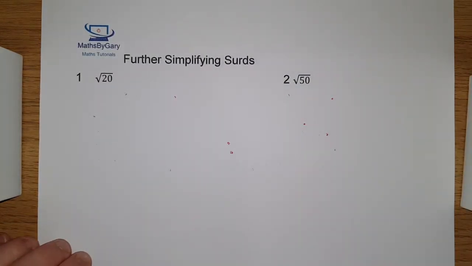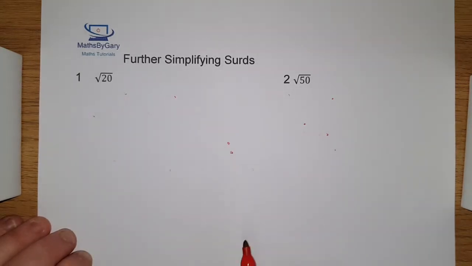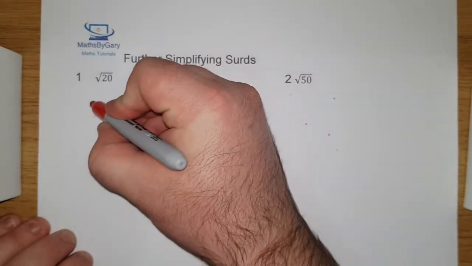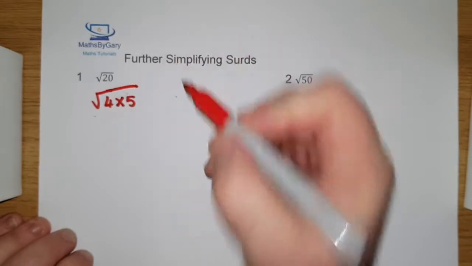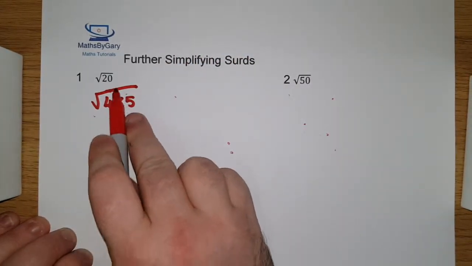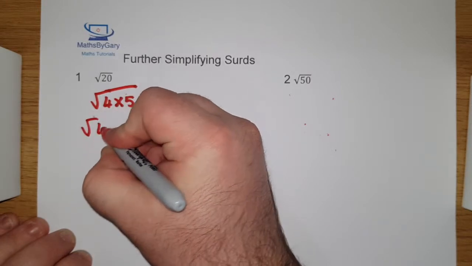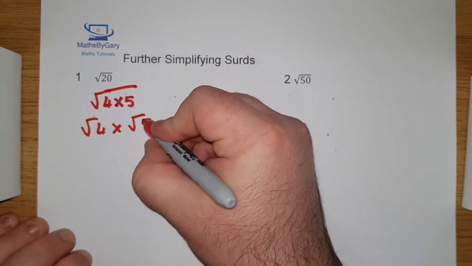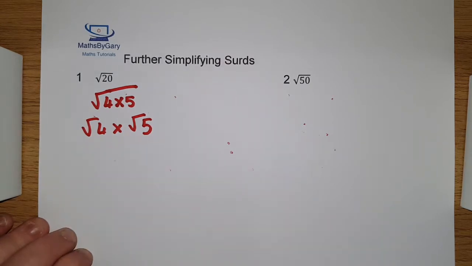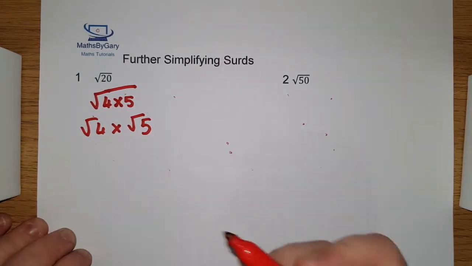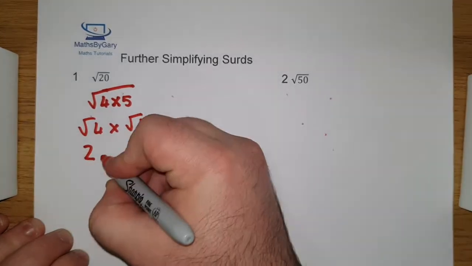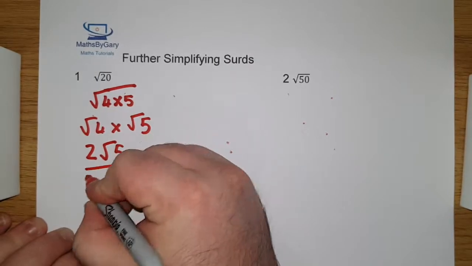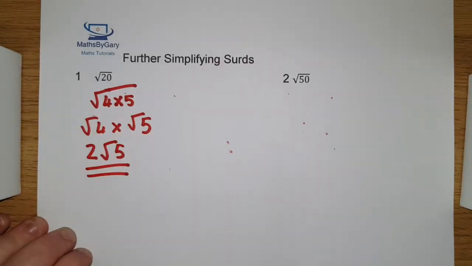So further simplifying surds, we have root 20. Root 20 is the same as root 4 times root 5. So 4 times 5 is 20, which is the same as root 4 multiplied by root 5. Now, can we simplify this any further? Yes, we can. We know that root 4 is simply 2, and then root 5 we can't simplify any further, so 2 root 5 is the simplified version of root 20.